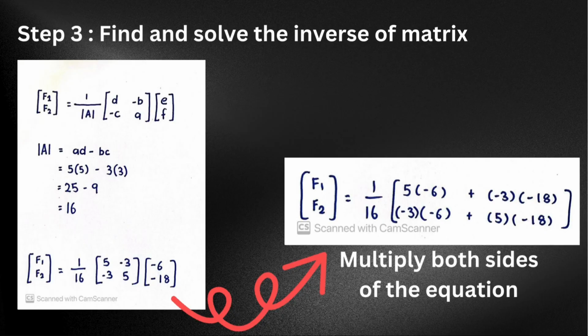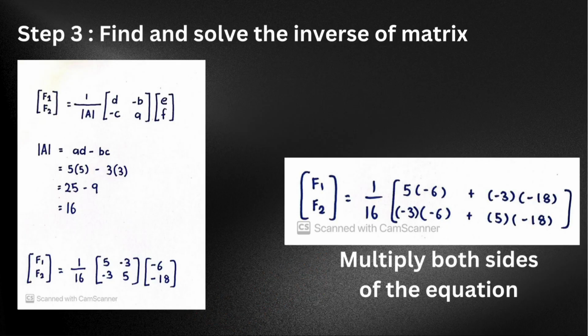Step 3. Find and solve the inverse of the matrix. In the bracket F1, F2 equals 1 over determinant A, times the bracket D, negative B, negative C, A, times the bracket E and F. Determinant A equals A times D minus B times C, equals 5 times 5 minus 3 times 3, equals 25 minus 9, and the answer is 16. The bracket F1, F2 equals 1 over 16, the bracket 5, negative 3, negative 3, 5, the bracket negative 6 and negative 18.